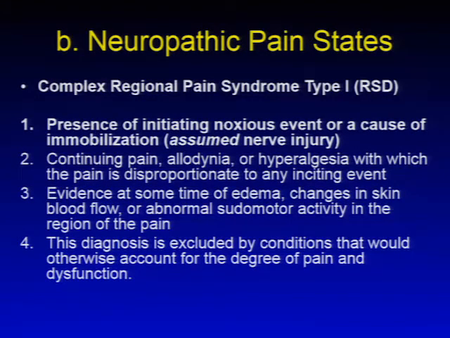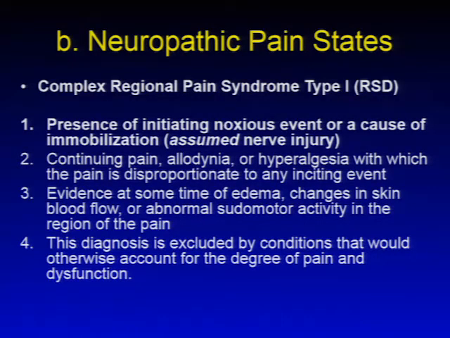Now that we've covered the differential diagnoses and red flags associated with lower back pain, we can move toward neuropathic pain states, which are typically pain involving nervous system abnormalities. The prototypical example of a neuropathic pain state is referred to as complex regional pain syndrome. This is divided into two types, type 1, formerly known as RSD, and type 2, formerly known as causalgia. These states are characterized by the presence of an initiating noxious event or cause of immobilization. Type 1 is an assumed nerve injury. Type 2 is injury of nerve is not known.